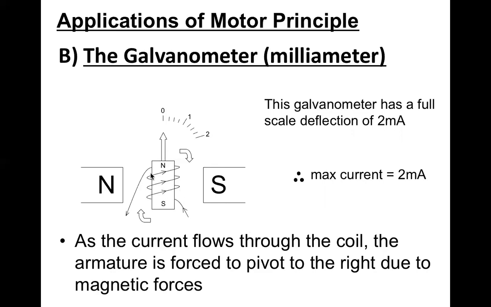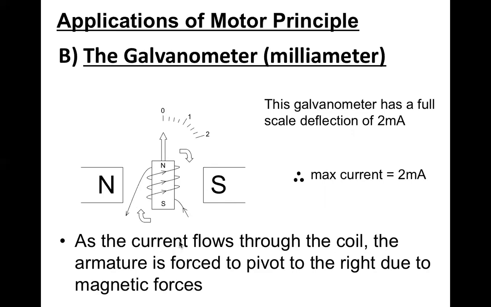So if there's a little bit of current running through it, it will be a small north pole, and it will maybe be deflected half a milliamp or 1 milliamp. And if there's a lot more current, it can go up to 2 milliamps, but this is only a good setup for measuring a small amount of current, up to 2 milliamps. So that's why we call it a milliammeter.